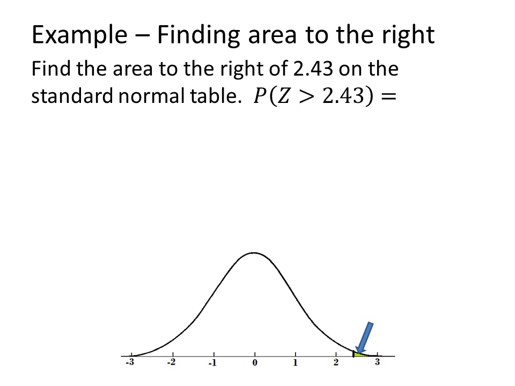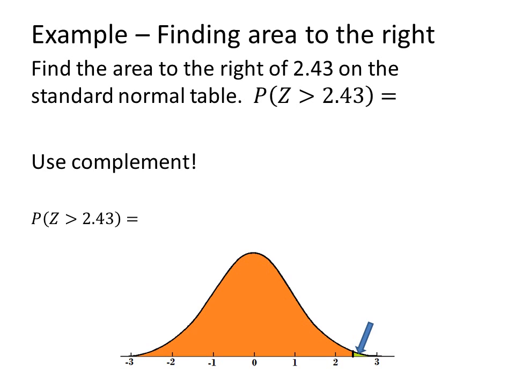Now, the normal distribution table is only going to give us the area to the left of a certain number. And so in order to solve problems like this, we have to use the complement. Notice that the area to the left of 2.43 is the complement of the area to the right. In other words, if you take the area to the left and subtract it from 1, that will give you the area to the right. The total area under the curve is 1.